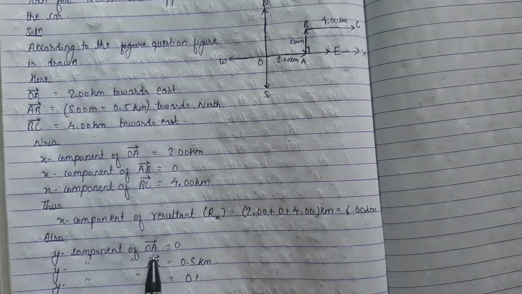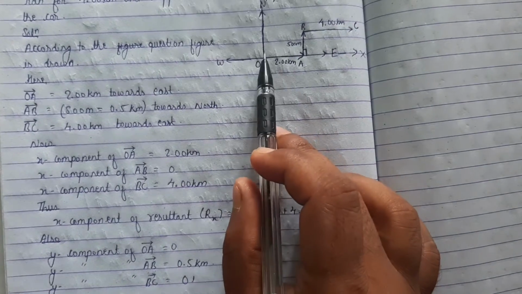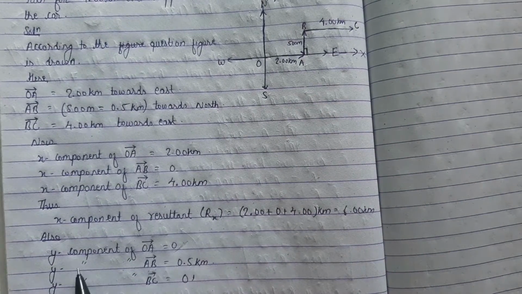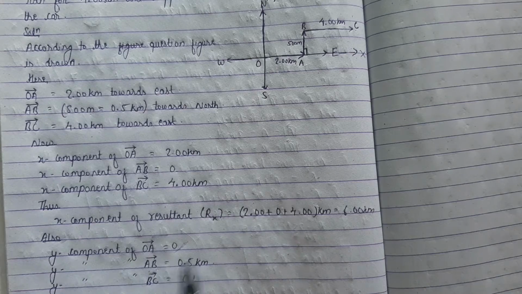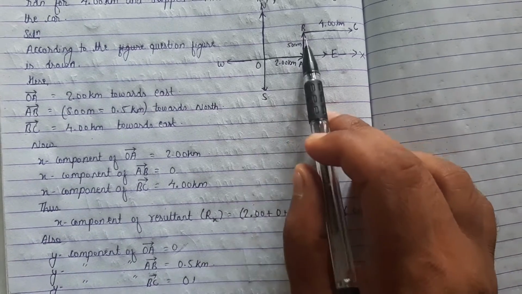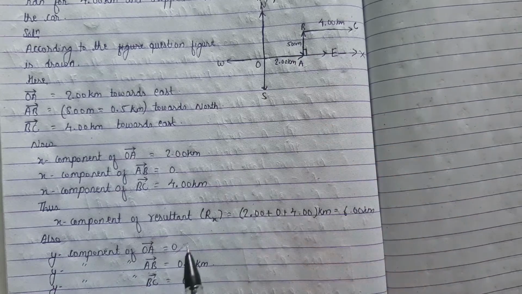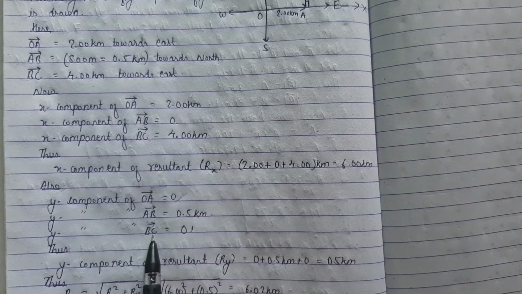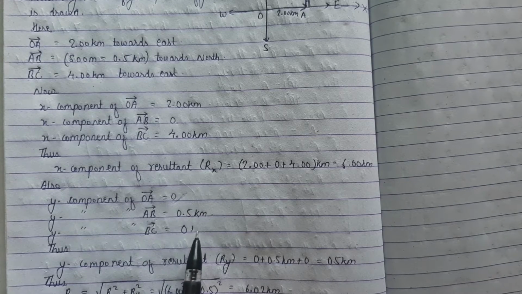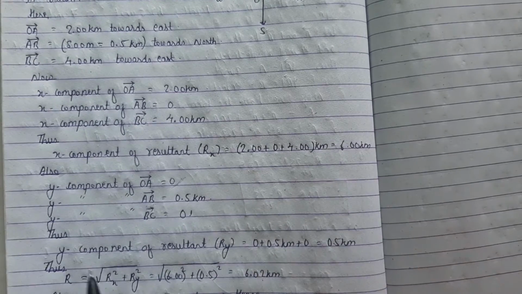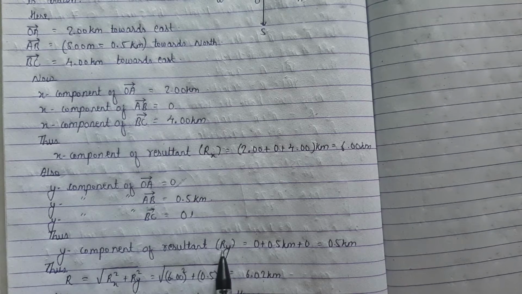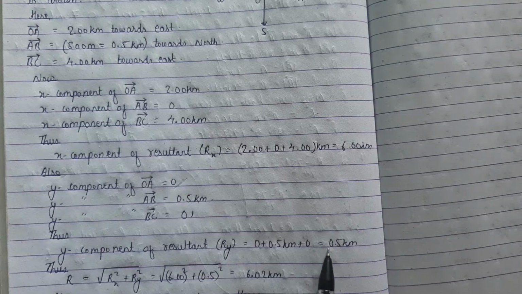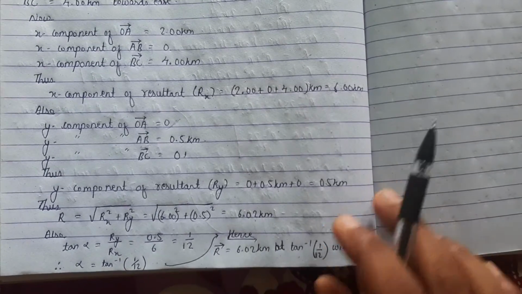Y component of OA vector makes 90 degree with the y-axis, thus its y component will be 0. AB vector makes 0 degree angle with the y-axis, thus its component will be 0.5 km. Again, y component of BC vector will be 0 because BC vector makes 90 degree with the y-axis. Thus y component of the resultant, that is Ry, is equal to 0 plus 0.5 km plus 0 is equal to 0.5 km. Now we have the formula.